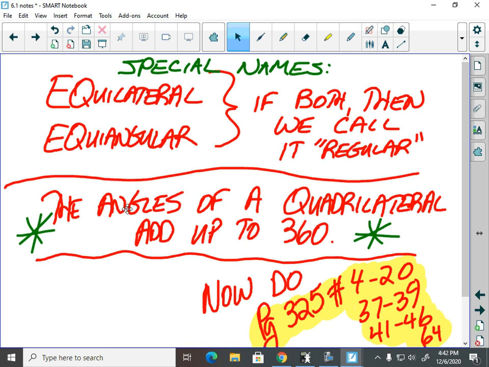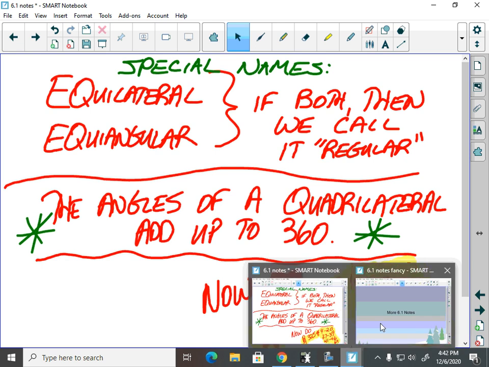Here's another great feature. The angles of a quadrilateral add up to 360. You know how a triangle added up to 180? Well, the angles of a quadrilateral add up to 360. I'll get back to this assignment because there's more notes. You may have to pause the video, but I'm moving on right now.